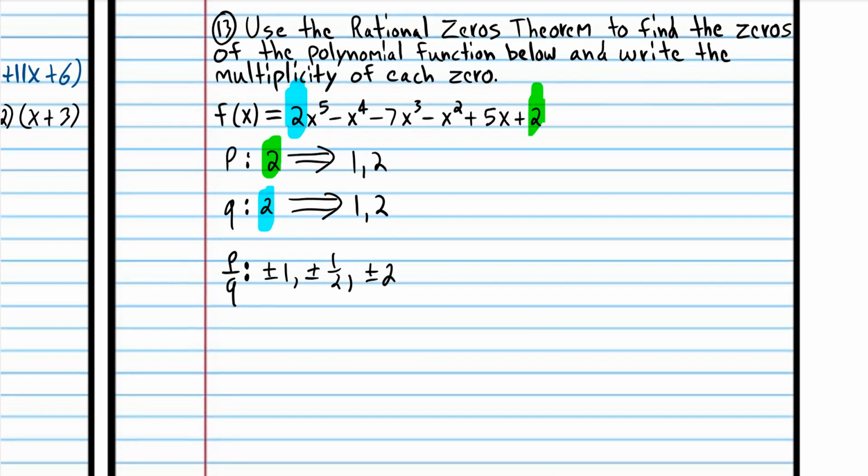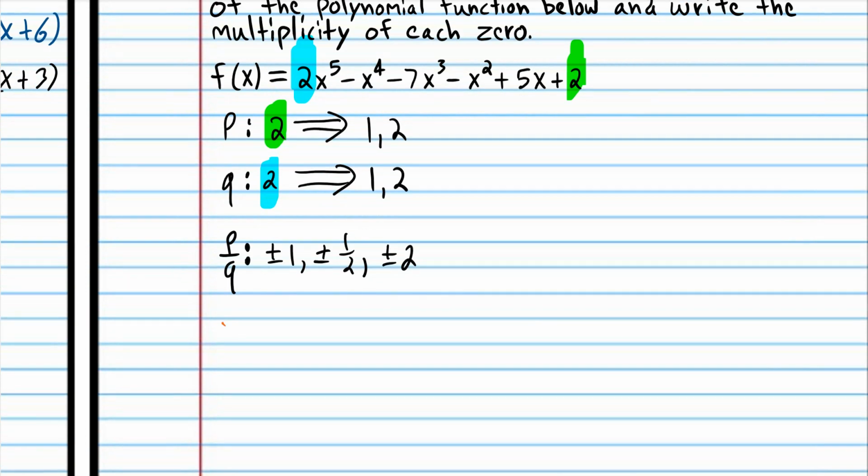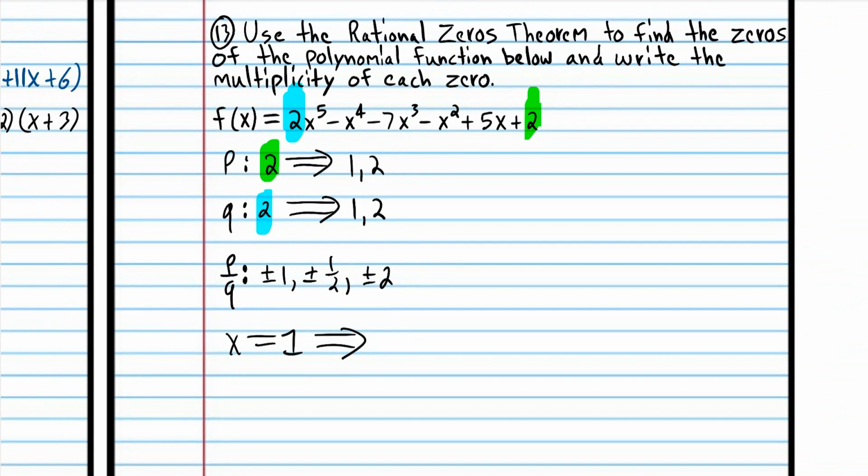Now you want to test those. So we're obviously going to start by testing 1. So go ahead and plug in 1 and see what you get. Okay, we're back. So if you plug in 1, you get 2 minus 1 is 1, minus 7 is -6, minus 1 is -7, plus 5 is -2, and -2 plus 2 is 0. So that actually worked. So if you confirmed that, good.